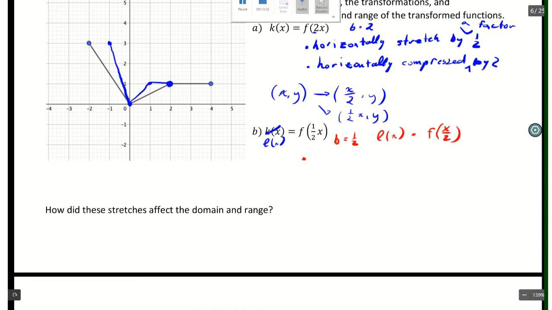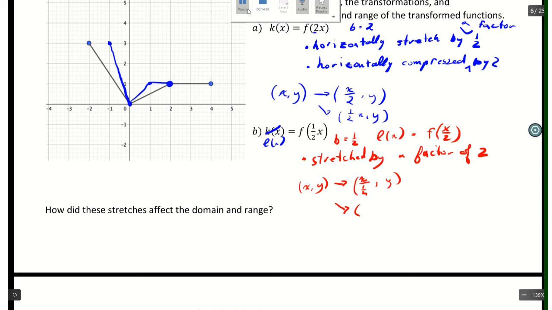Anyways, please press pause. Get ready to write those words. The words that go along with this are, we can say, stretched by a factor of 2. So point (x, y) moves into, now this is going to be really quite ugly, x divided by 1/2, if you follow the formula. But it's probably much easier to think of it as, what is x divided by a half? Simply 2x.